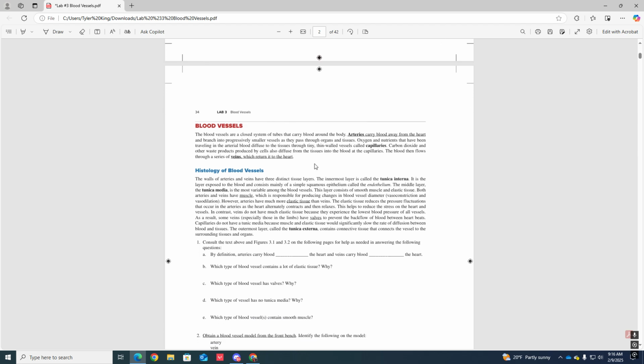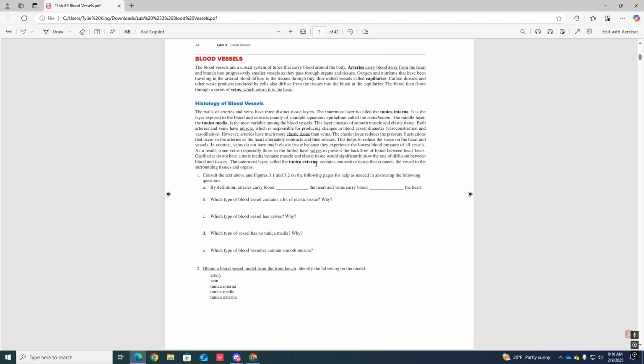Let's scroll down. All right, so let's start with the anatomy of blood vessels, okay? As we know, blood vessels are the closed system of tubes in our body that carry blood to everything, to muscles, to different organs, to bones. They're everywhere in the body. And we have a couple pictures in our lab manual that show us that.